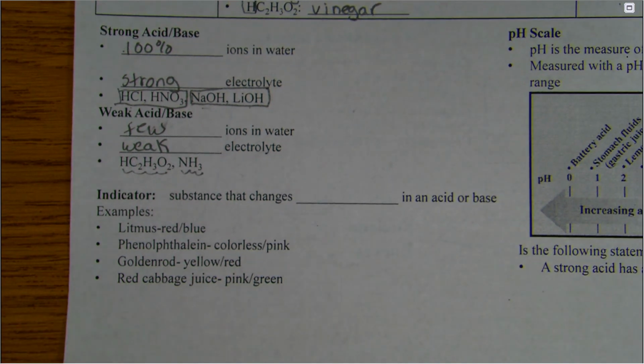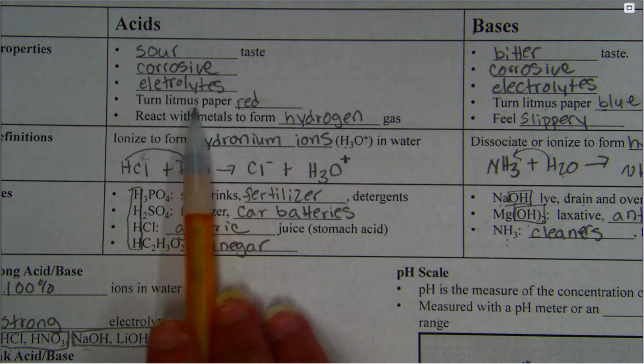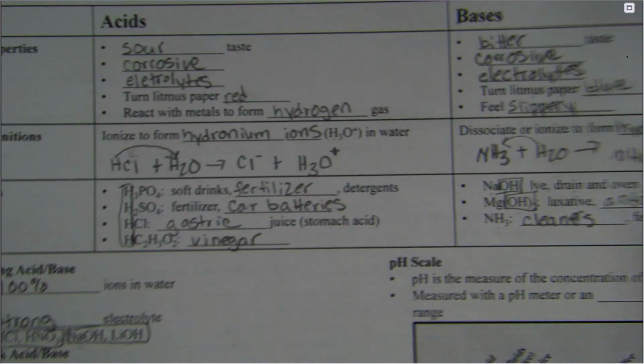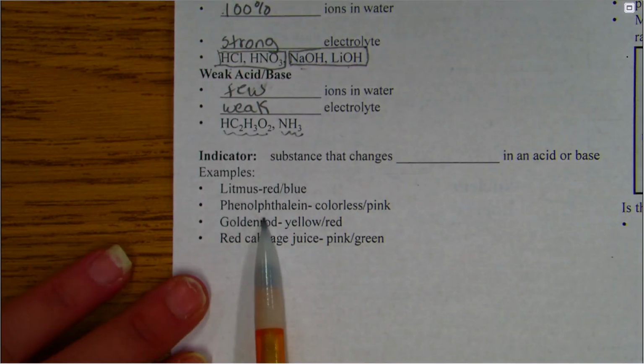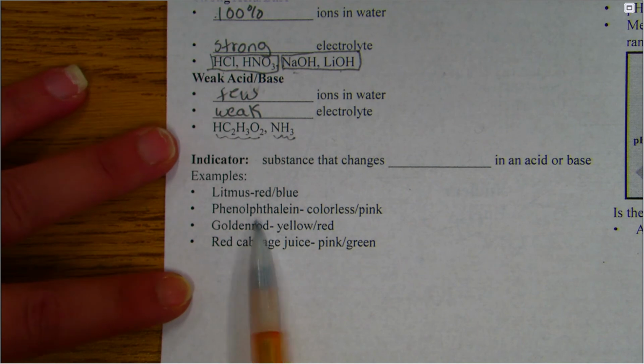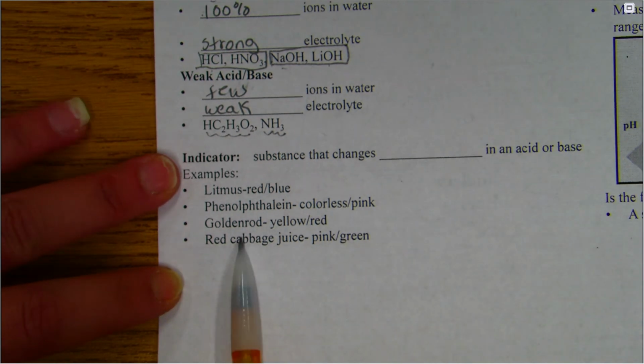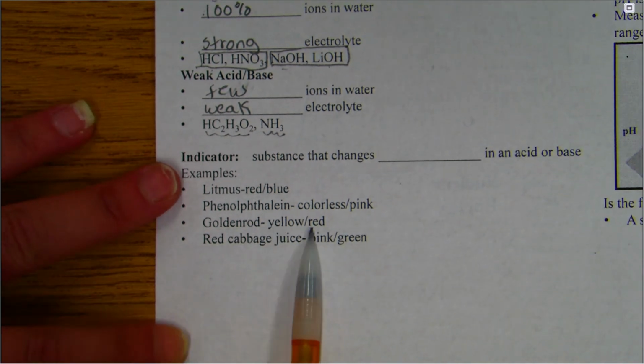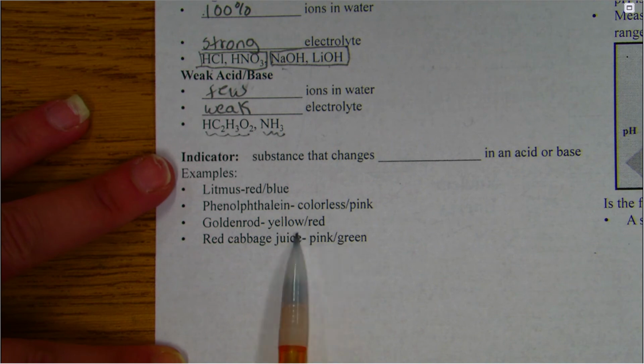Earlier I told you we were going to come back to indicators. Indicators are things like litmus paper. Phenolphthalein is another indicator. It turns pink. Goldenrod turns yellow or red, depending on if it's an acid or a base. And then again, red cabbage juice.